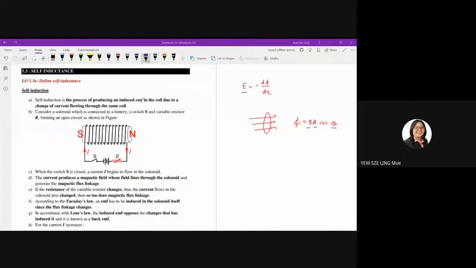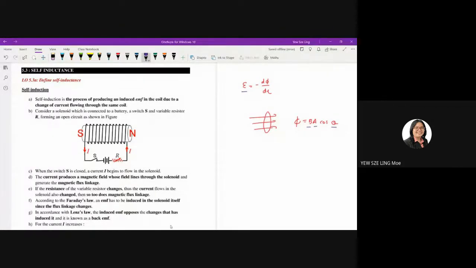So now if you look at self-induction, what is the difference between self-induction and the induced EMF that we have seen in chapter 2 and so on?